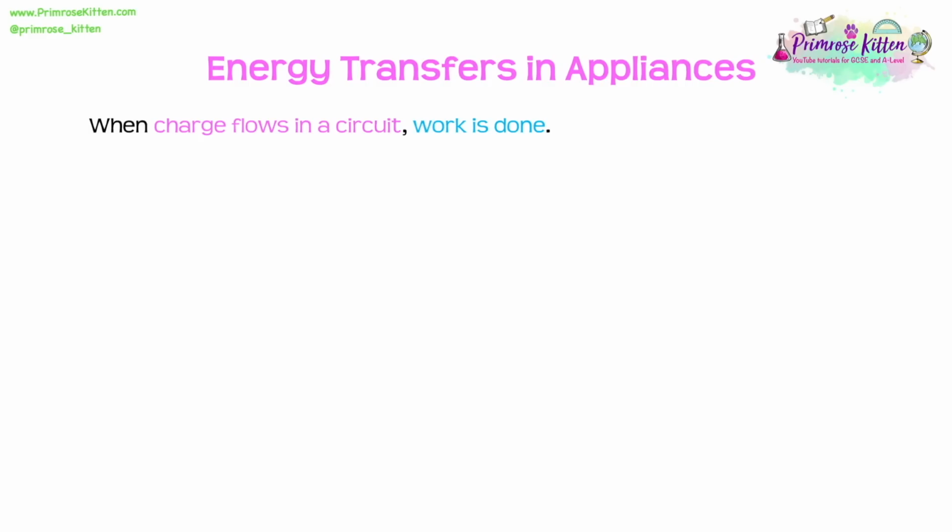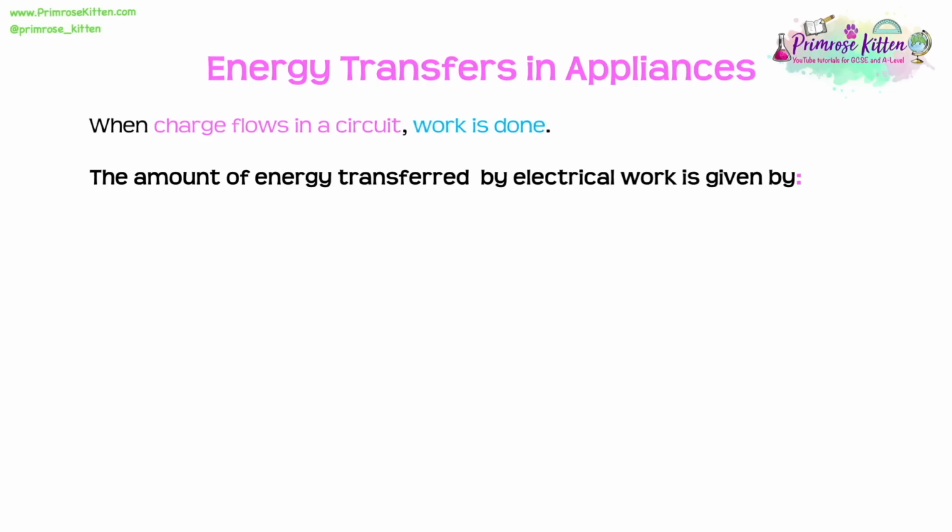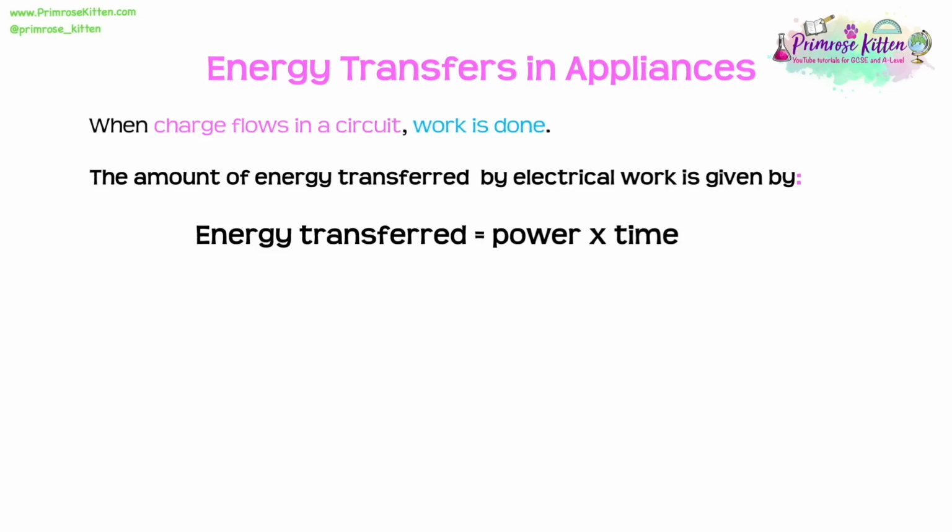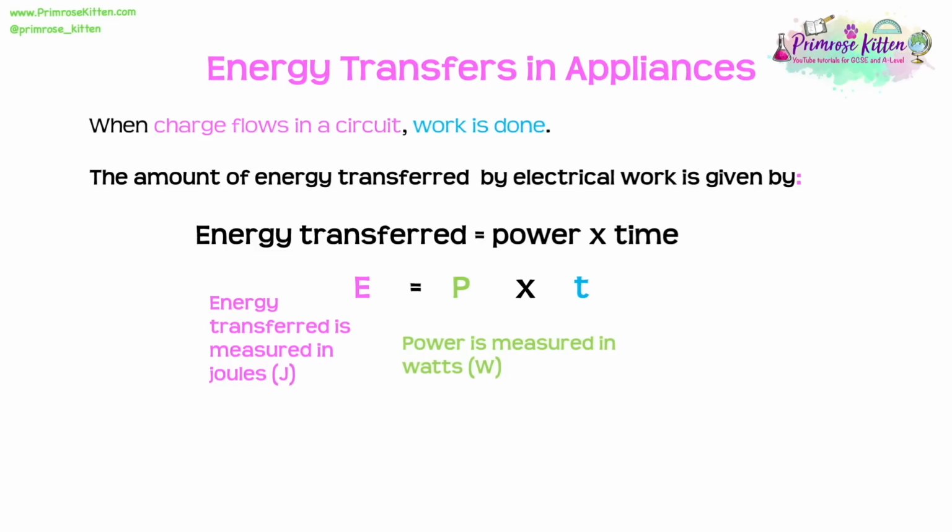When charge flows in a circuit, we should know that work is done. Now we can calculate the amount of energy transferred by electrical work using the equation that energy transferred equals power times time. We can use the symbols here, E equals P times T. If we're using our standard SI units here, energy transferred will be measured in joules, which is a capital J, power is measured in watts, which is a capital W, and time will be measured in seconds, which is an S.